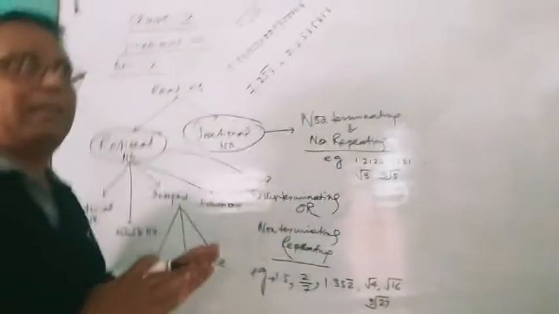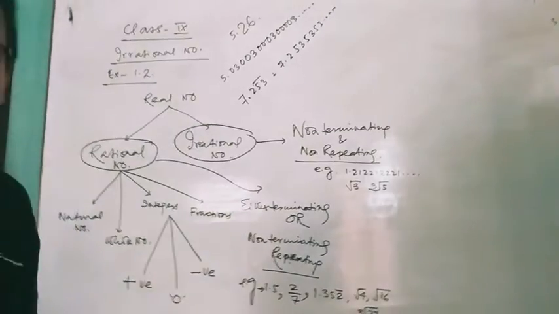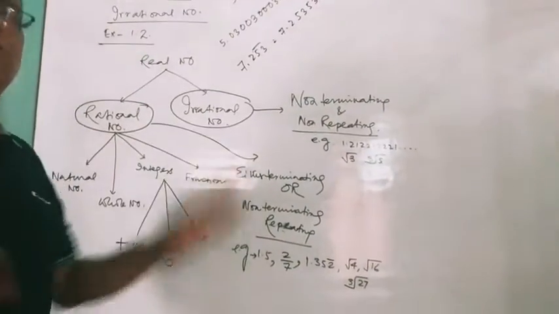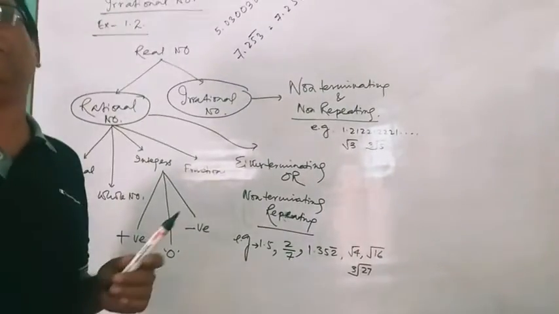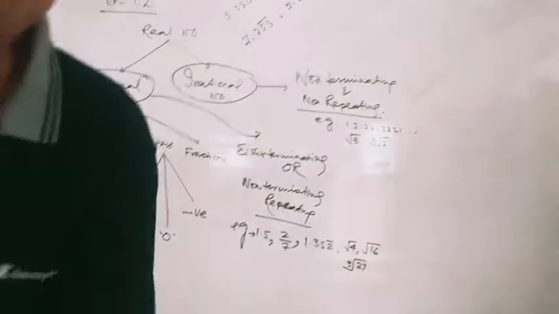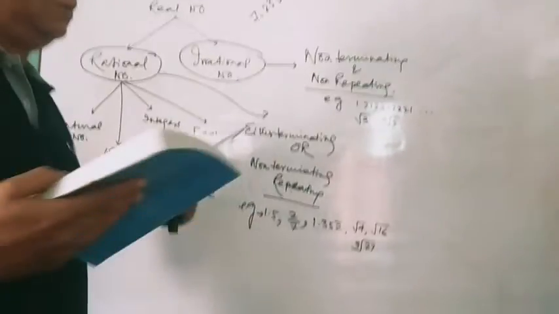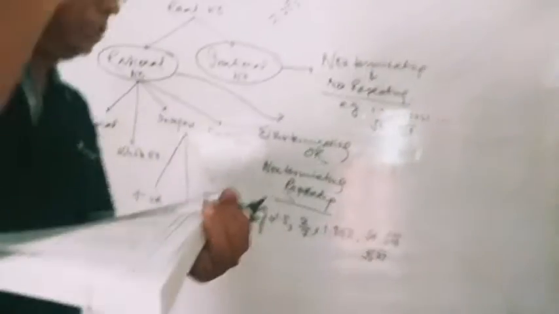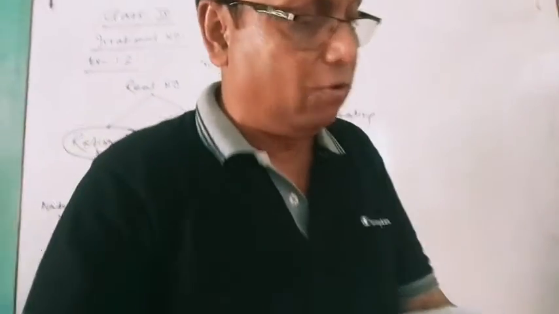So this is the basic difference between the rational number and irrational number, but both the rational number as well as irrational number can be plotted on the number line. With this much information, we can start with the exercise 1.2. The first question states: whether the following statements are true or false. Justify your answers.